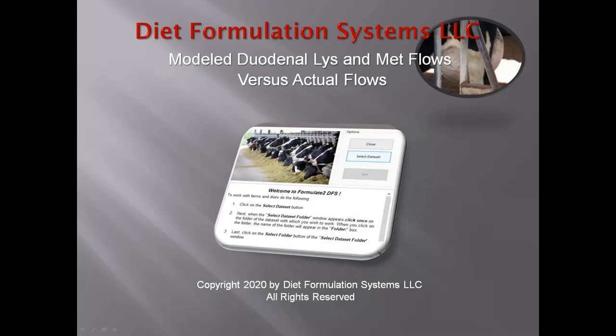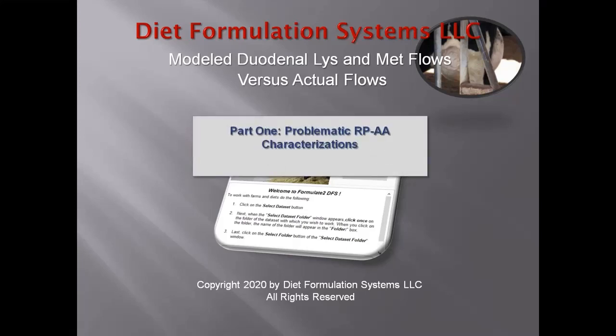Okay, this is our third discussion topic in this series, modeled lysine and methionine flows versus actual flows. As we ended up in the last segment, we're going to start this off by looking at some problematic amino acid product characterizations. And by the time we get through this, I think we'll have a pretty good idea of why problematic characterizations really matter.